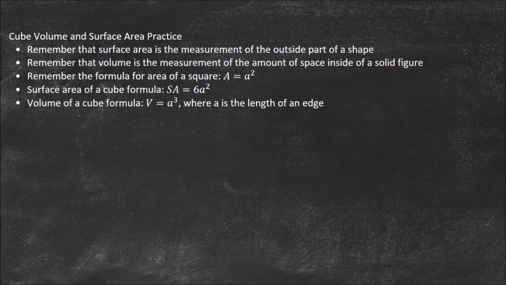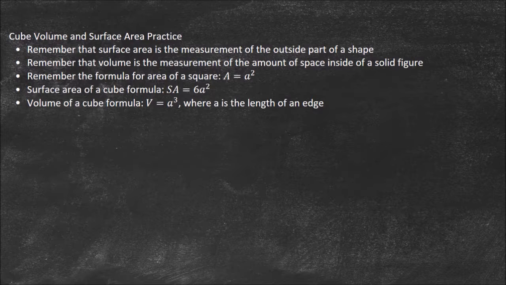So the surface area, remember, is just the area of all the outside parts of the shape. In this case, it's just 6 squares of a cube, so 6 faces, and the area of each face is a squared, where a is the side length. So surface area is just going to be 6a squared.